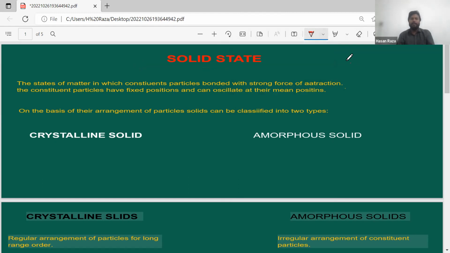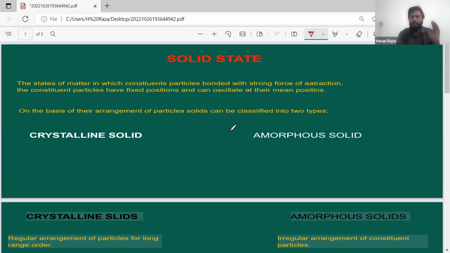Okay, so basically, I have a question for solid state. You have seen three physical states in our syllabus, that is solid, liquid, and gas. Gaseous state you studied in class 11, and solid state and liquid state are in class 12. So the first chapter is solid state. We already know about this physical state. The particles in solid state are tightly packed, which means the force of attraction between the particles is very high.